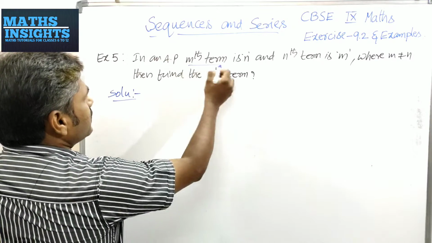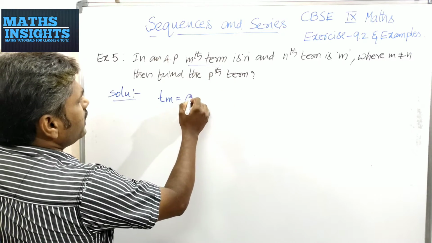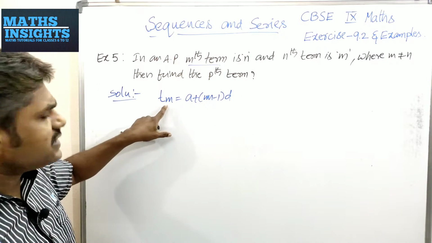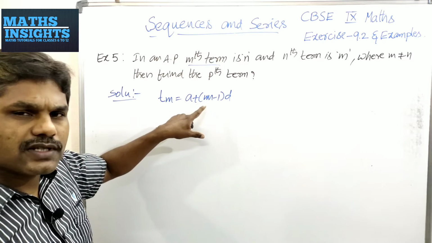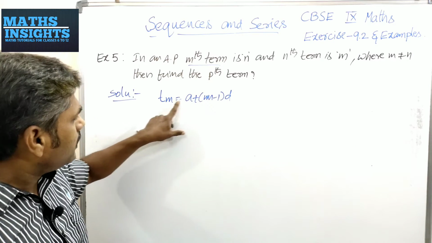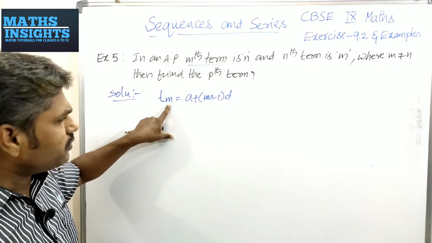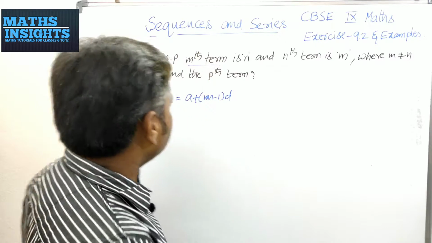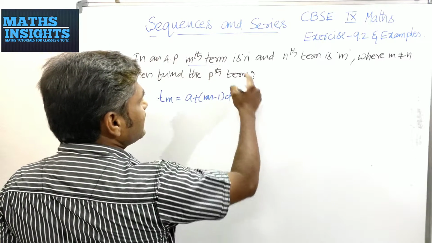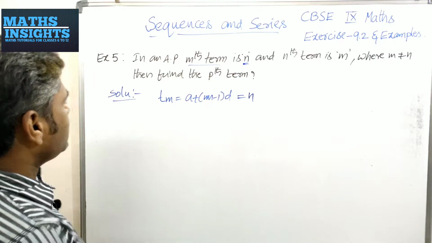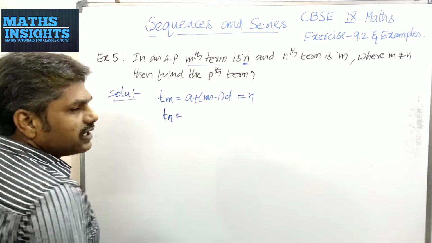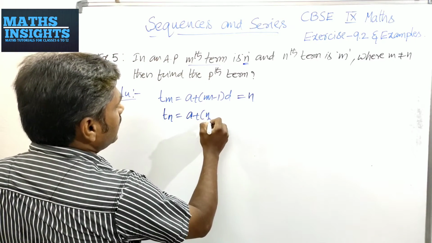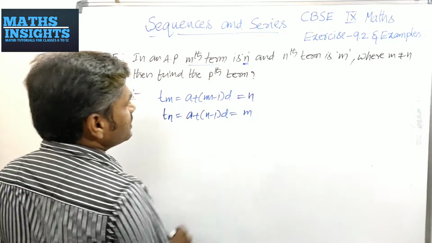The mth term Tm is equal to a plus (m minus 1) into d. Actually, in the general term Tn is equal to a plus (n minus 1) into d, but here in the place of n, m is coming. Therefore, wherever n is there, we will substitute m in that place, but its value is given as n. And the nth term is similarly Tn is equal to m. So a plus (n minus 1) into d, its value is m.